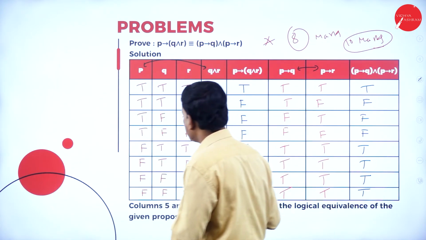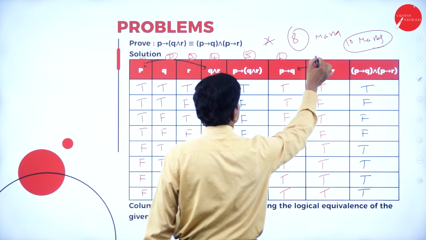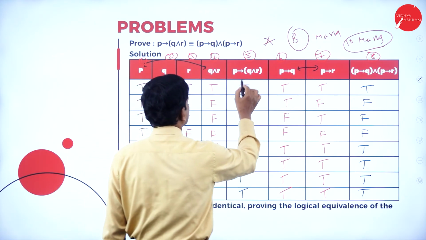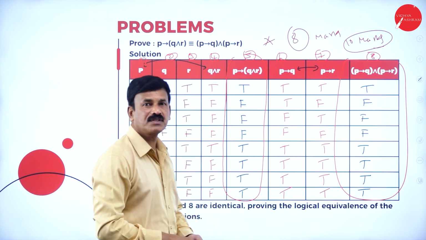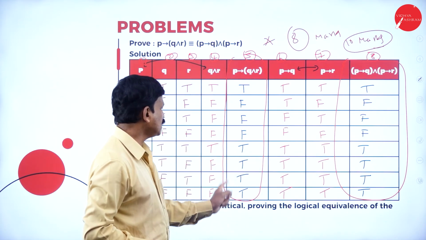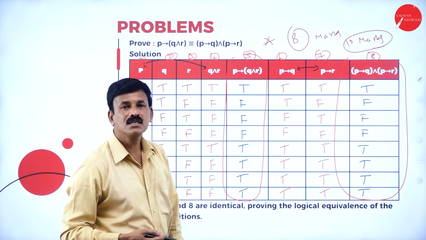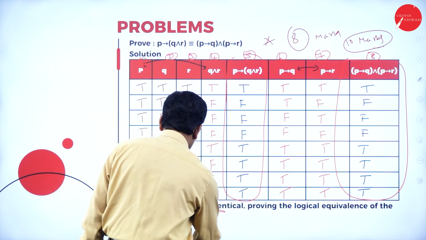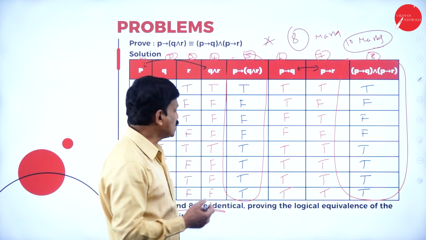Now, observe carefully. This is the first column, second column, third, fourth, fifth, sixth, seventh, and eighth column. What do you say? The truth values in the fifth column are the same as those of the eighth column: T, T, F, F, F, F, F, F, T, T, T, T, T, T, T, T. So, the truth values of the fifth and eighth columns are identical, hence we can say that these two are logically equivalent.